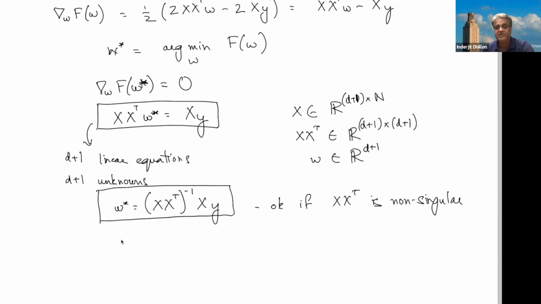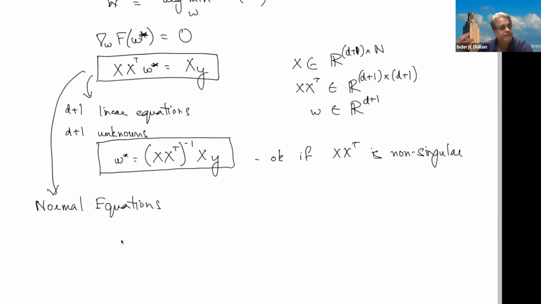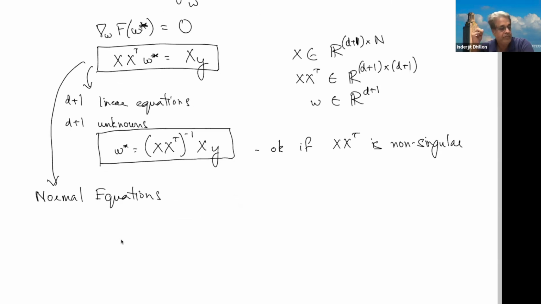Now it turns out that this is not the best way to solve the problem. If you're doing it on a computer, you don't actually want to take the inverse and after finding the inverse, multiply it by XY. The right thing to do is actually to solve this, and these are called the normal equations. And we'll look towards the end of the class to see how we actually would want to solve the normal equations.